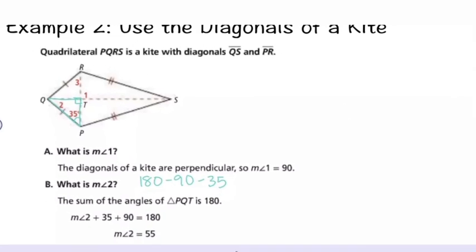B. The measure of angle 2. The sum of the angles of triangle PQT is 180, so you can find the measure of angle 2 by adding 35 plus 90 and subtracting from 180. So you're going to replace angle 2 with 55, and 55 plus 35 plus 90 equals 180. So it means the measure of angle 2 is 55.